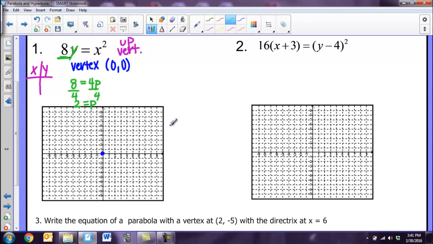And so I know the distance from my vertex up to my focus, or my directrix, is 2. And since I know it opens up, I know my focus is going to be upward, so my parabola can open up. And then I know my directrix is going to be down 2, since it opens away from your directrix. And then you just try to make your line.